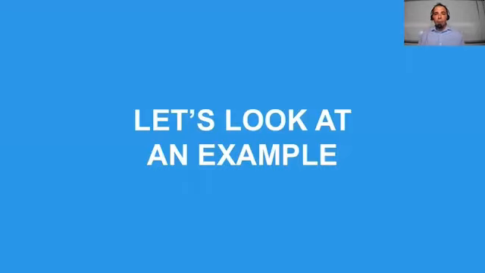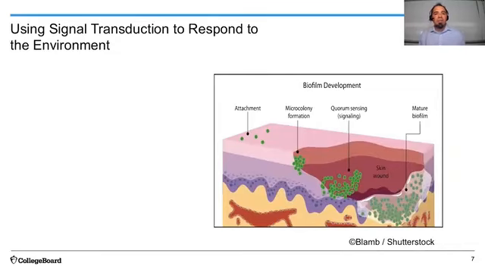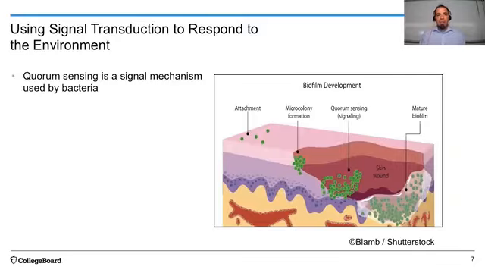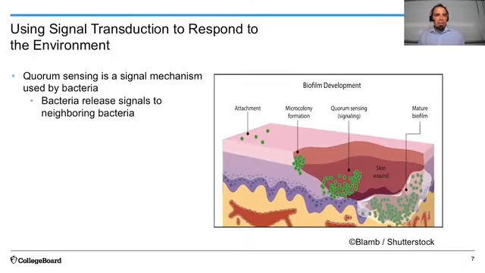So let's look at an example, using signal transduction in response to the environment. In this case, quorum sensing is a signaling mechanism used by bacteria. Bacteria have to talk to each other, and so bacteria release signals to neighboring bacteria. If you see in this picture, this is biofilm development, and what's in green there are some bacteria. They have to talk to each other to ensure that they're all doing the same thing.